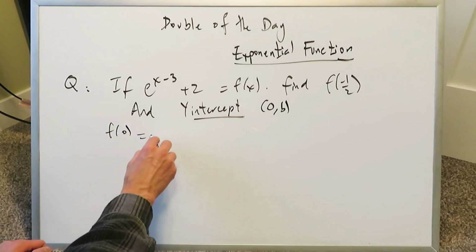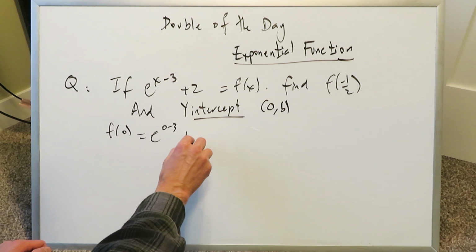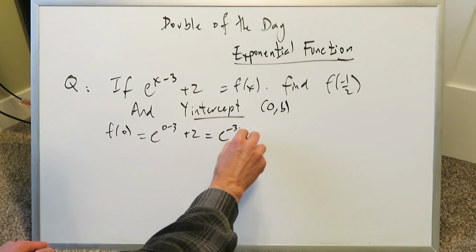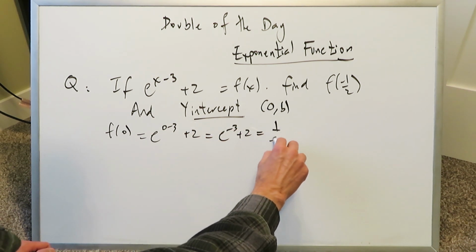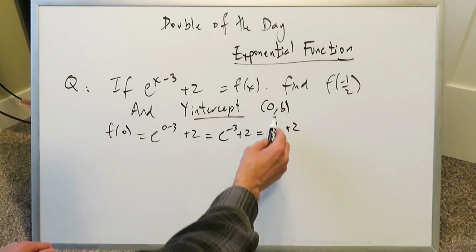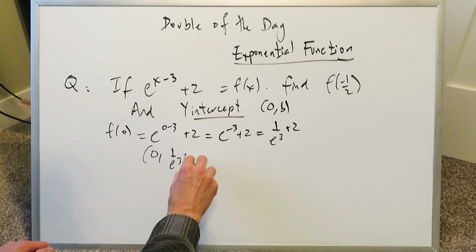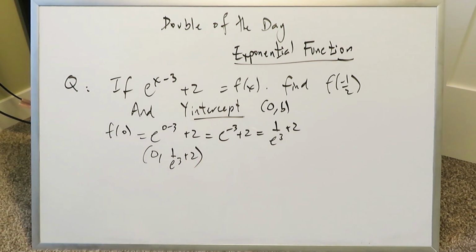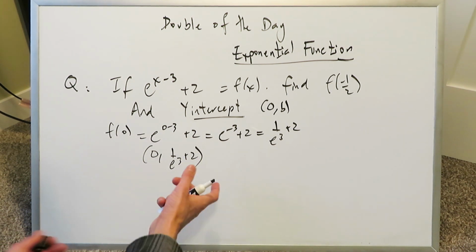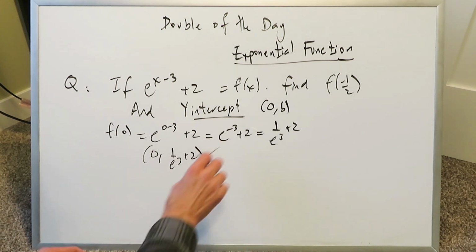Plugging 0 in place of x, you'll have e to the power 0 minus 3 plus 2, you'll have e to the minus 3 plus 2, and then you can write that as 1 over e cubed plus 2. If you write this in y-intercept form, you'll have (0, 1 over e cubed plus 2), and that right there will be your y-intercept. You can calculate this using a calculator. You don't have to. This answer right here is just good enough.